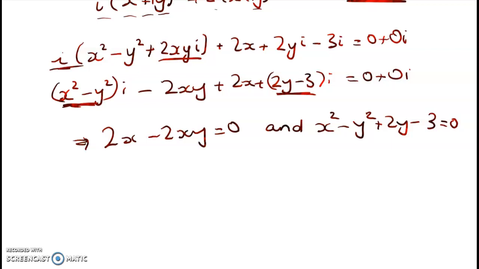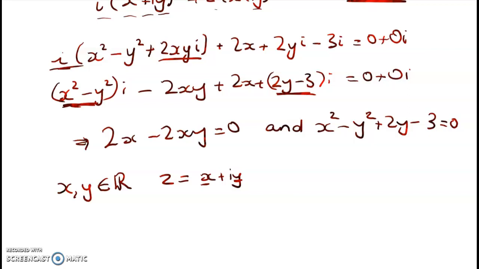So what I have to do now is find a combination of x and y that make both of these things true. And I know that x and y have got to be real numbers, right? Because my z has to equal x plus iy, and these are real numbers in there.